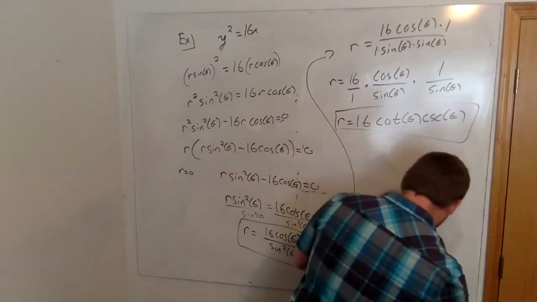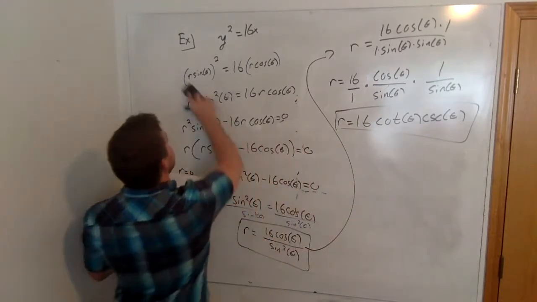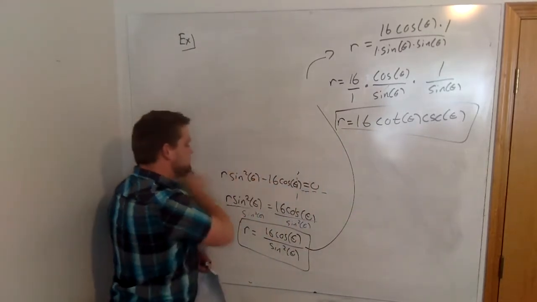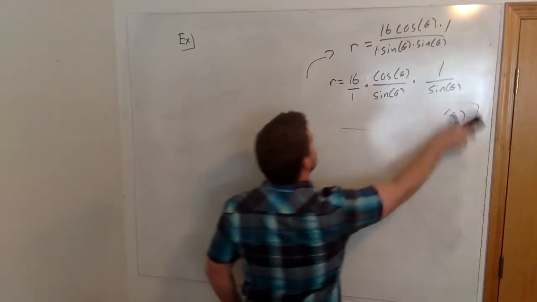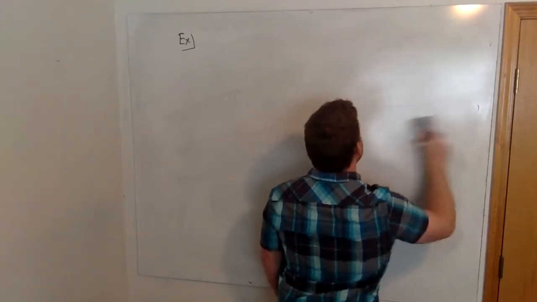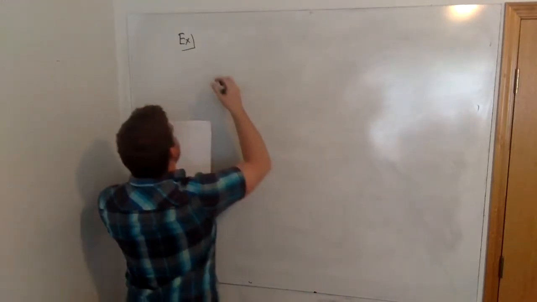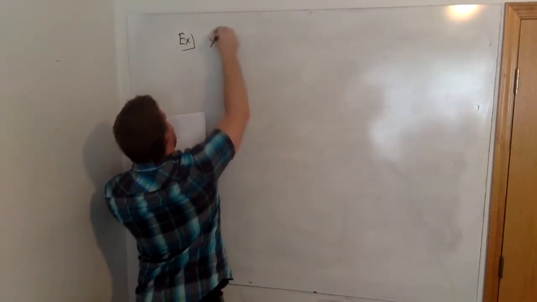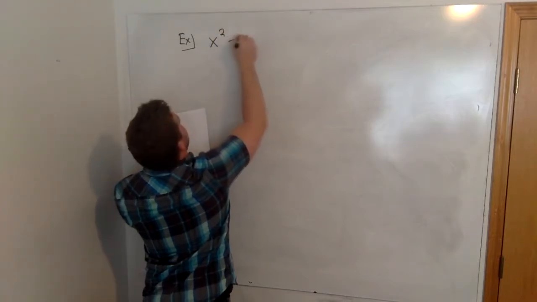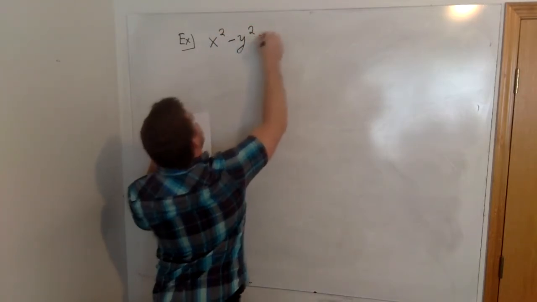Okay, let's do another one. Do a couple more. Okay, let's say we have x squared minus y squared is equal to 1.